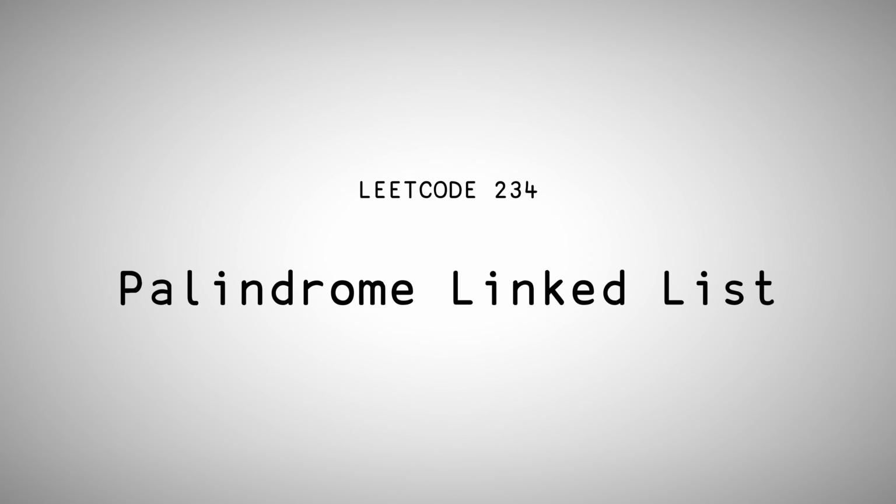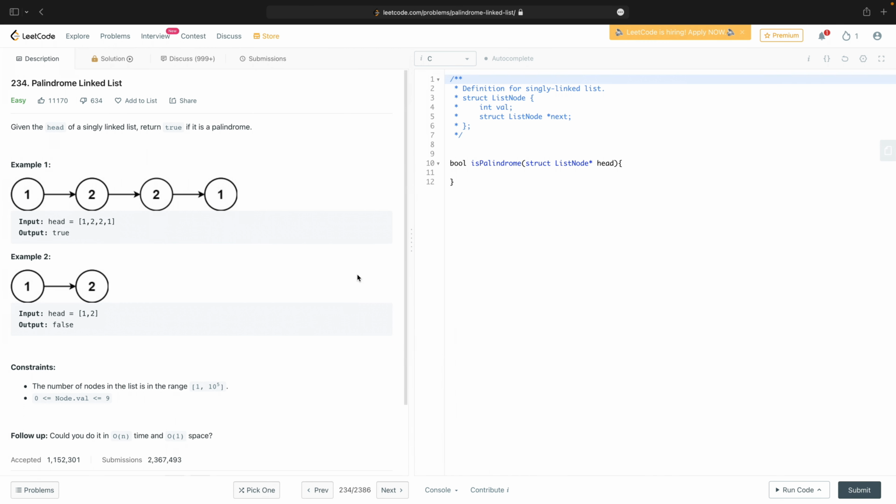Today we are doing the Palindrome Linked List problem. Diving right in, the definition says, given the head of a singly linked list, return true if it is a palindrome. So 1221 is a palindrome because if we read it backwards, 1221. 12 is not a palindrome because if we read it backwards, 21, not the same thing.